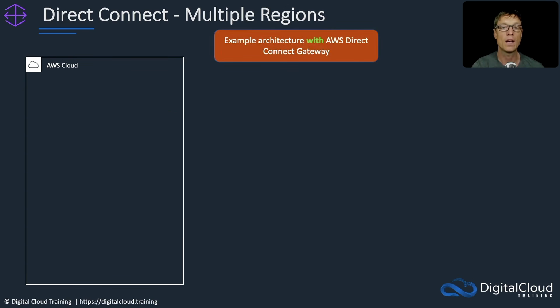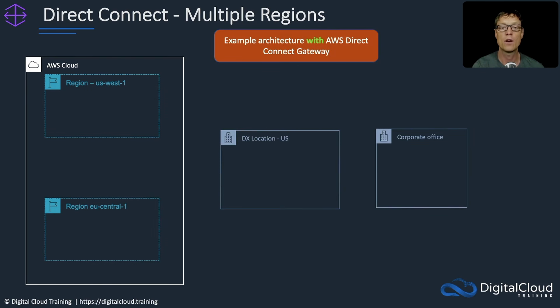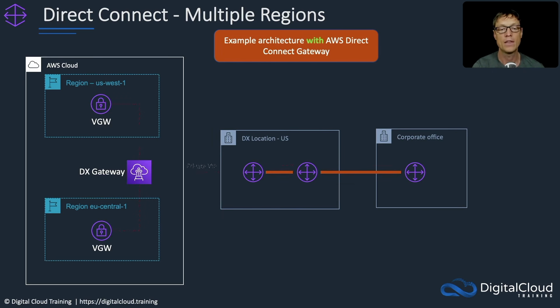So now let's look at an architecture where we use Direct Connect Gateway. So in this case, we have the same two regions. We have a single corporate office and a single DX location. And so we now only have that connection into our office from one location. And we have a DX gateway. And then the DX gateway is actually connecting to multiple regions.